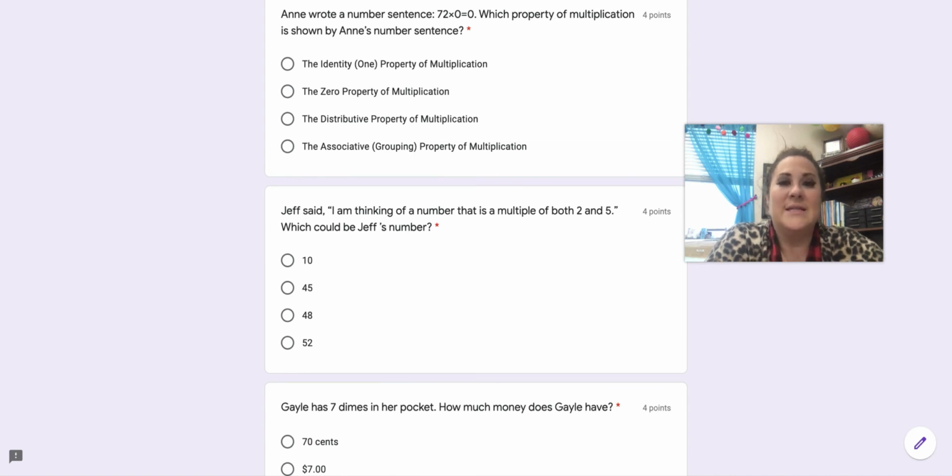Anne wrote a number sentence, 72 times 0 equals 0. Which property of multiplication is shown by Anne's number sentence?